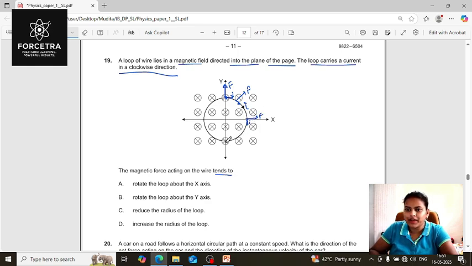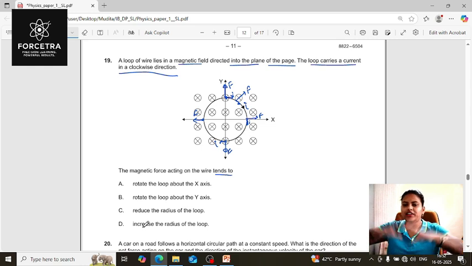So what is happening at this point? This is the I direction and this is the magnetic field. This is the I direction now, and so force would be downward, in negative y direction. So this is the force direction. So at each point we see that the force is actually trying to increase the radius of the loop. D is the correct option.